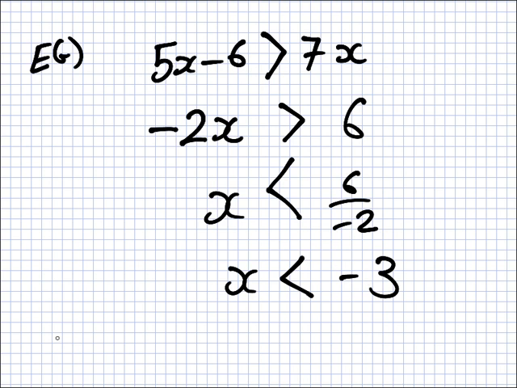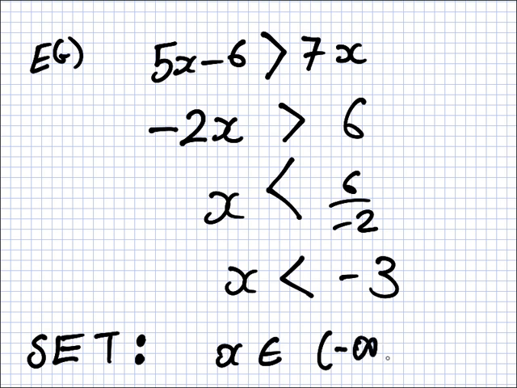Now, if they ask for the answer in set form, you would give the answer like this. X belongs to the set. Actually, what would you write? Minus infinity, comma, minus 3. And then open or closed here? Open then. But if they don't specify they want the answer as a set, you can leave the answer like that. Okay, well that's our first example.